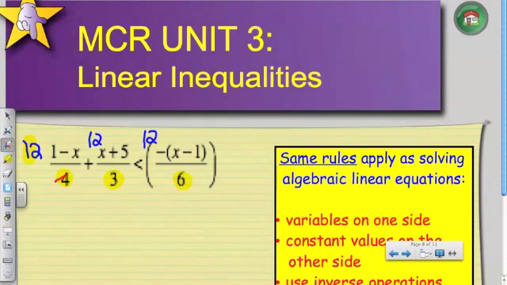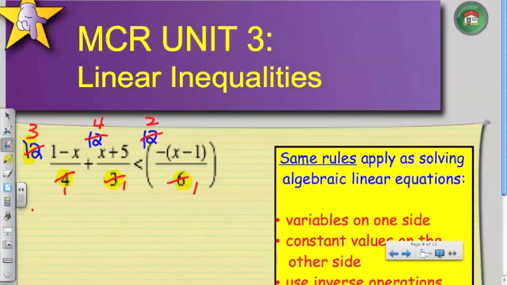goes into 12 how many times? 3 times. 3 goes into 12 how many times? 4 times. 6 goes into 12 how many times? 2 times. Okay, so we're going to rewrite this question without any denominator.